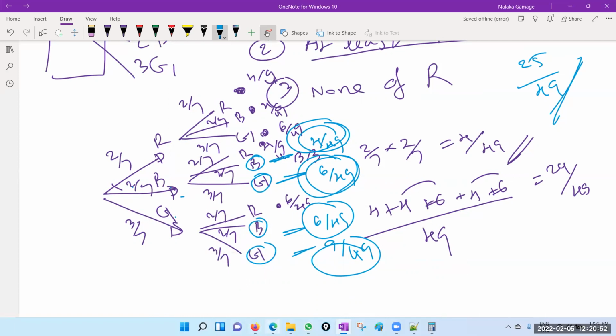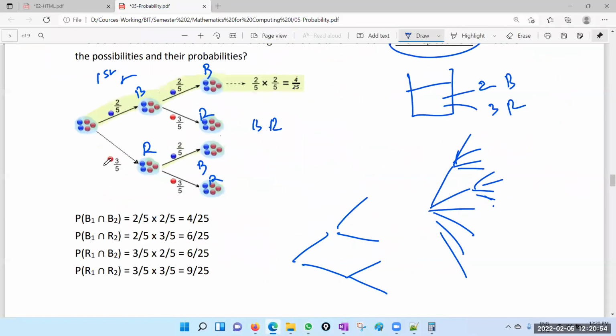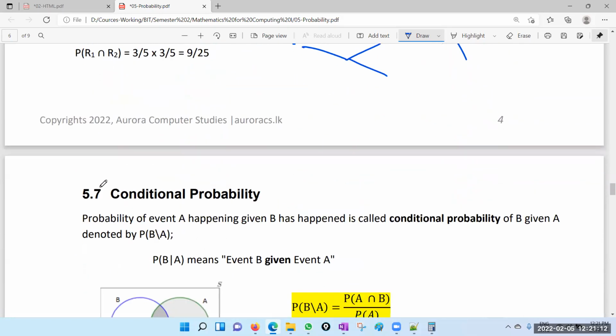Right, now we are moving to our third concept. Now we have discussed mutually exclusive events, independent events. You must have no doubt about those two. No doubts. If you have doubts, you have to ask. Either you ask yourself or you can ask someone else and clarify. Right, now we are moving to the third concept, conditional probability.